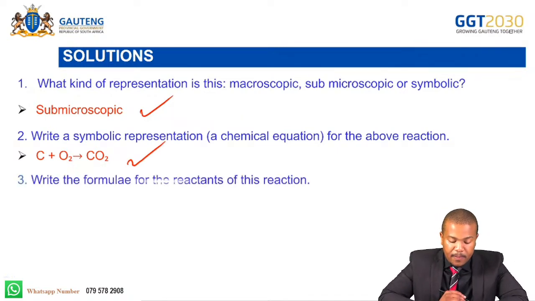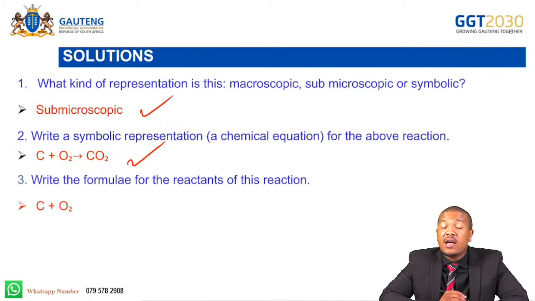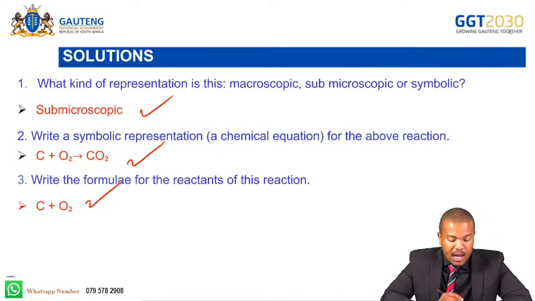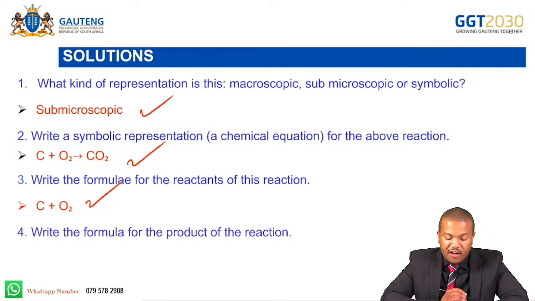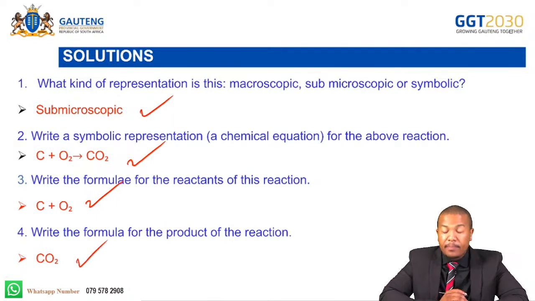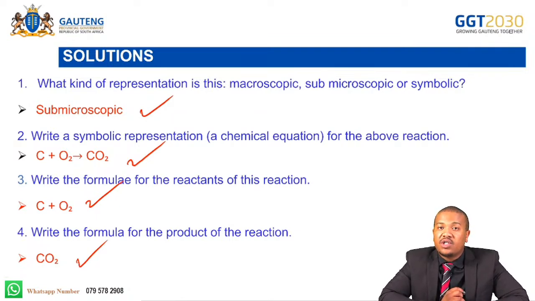Then number 3, write the formula for the reactants of this reaction, right? The reactants are carbon plus oxygen, right? Then number 4, write the formula for the product of the reaction, right? And the formula is CO2, right? That is the product. So please take another quick minute so that you can write down corrections quickly. Then after that, we shall continue.